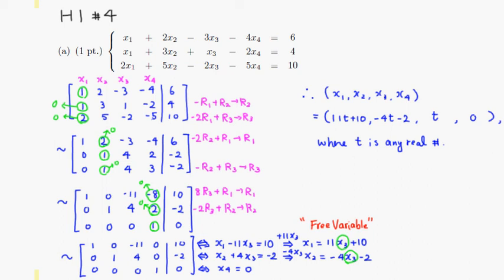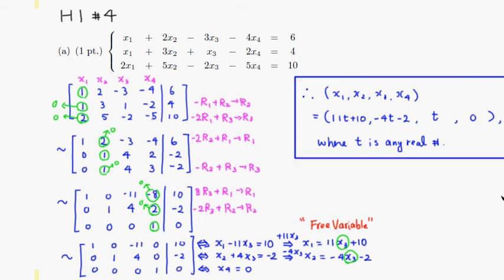So this is the solution of the system of linear equations. I'll just box that in. But there are infinitely many solutions because we can choose any real number for this variable t. All right, that's it. I hope that this was clear.